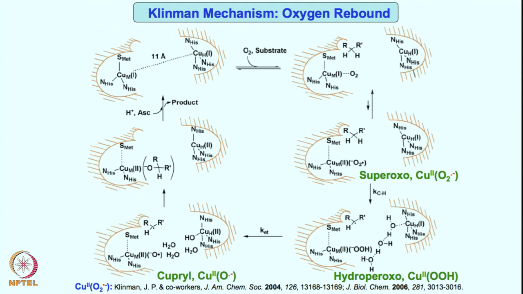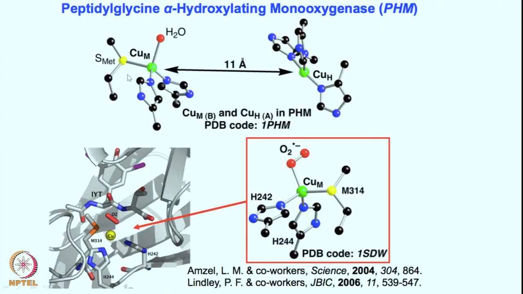Now, let us look at it in a very simplified manner. So, these are the two copper centers that we have seen in the last slide. Just to remind you once again, here is the copper M, here is the copper H or copper B, copper M or copper B, copper H and copper A is the same site. So, copper M and copper H, copper B and copper A. These are the nomenclature in the literature we need to get familiarized with.